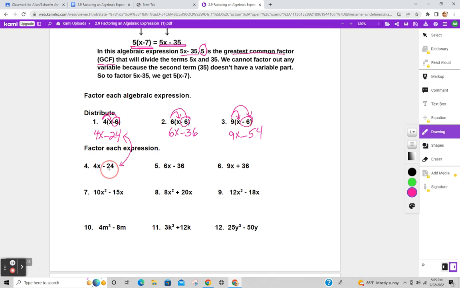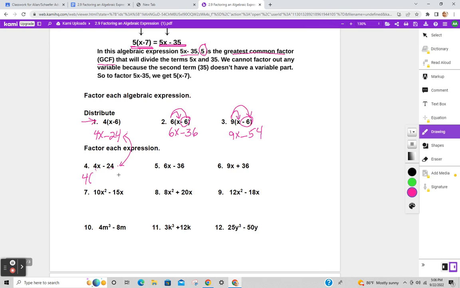I want to factor this expression. When I factor this expression, I'm going to get this result right here. So let's go ahead and factor out first the greatest common factor. The greatest common factor between 4x and 24 is the number 4, because 4 will divide this term evenly and it will divide this term evenly. So we're going to factor out a 4.